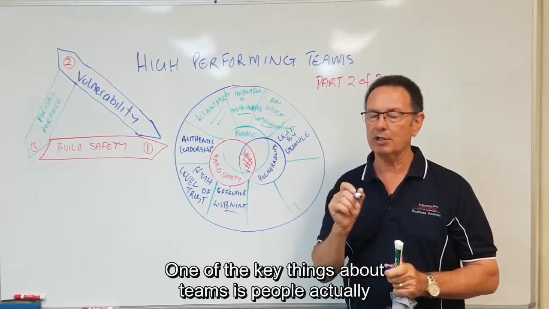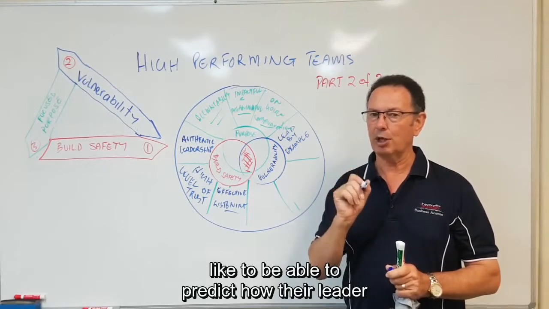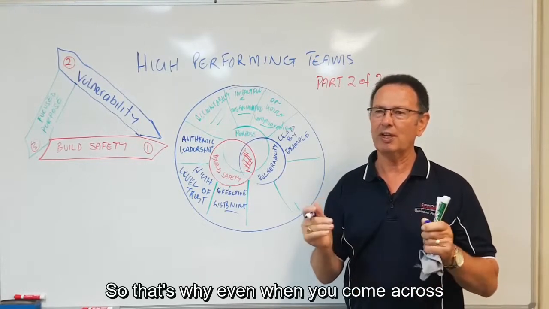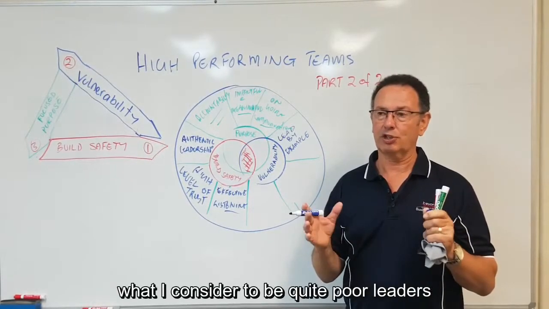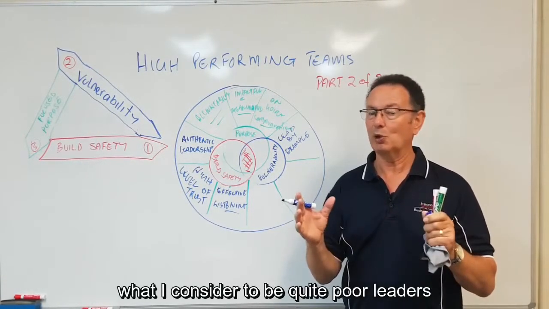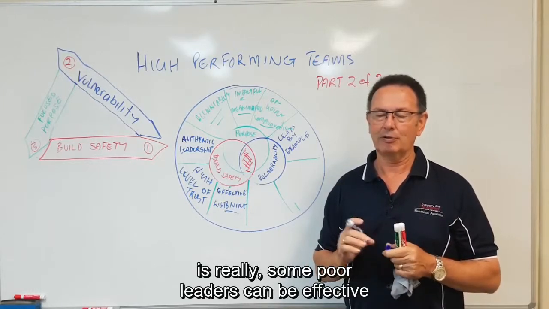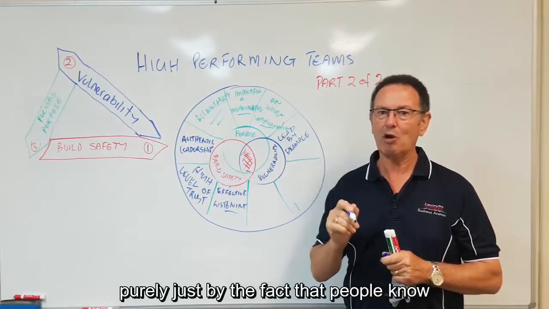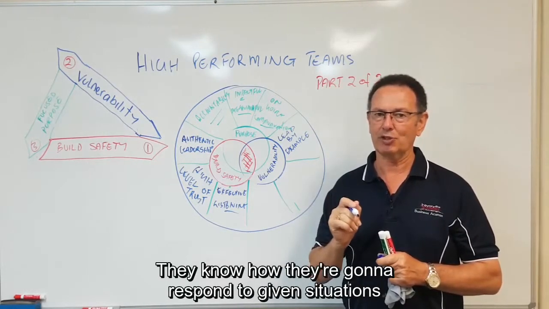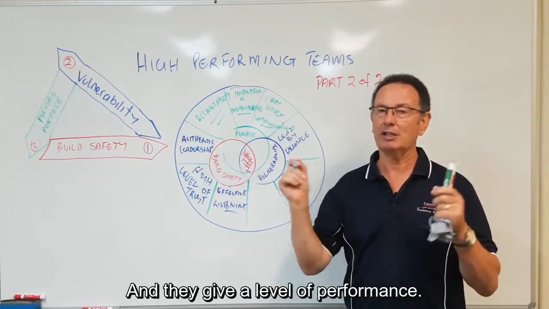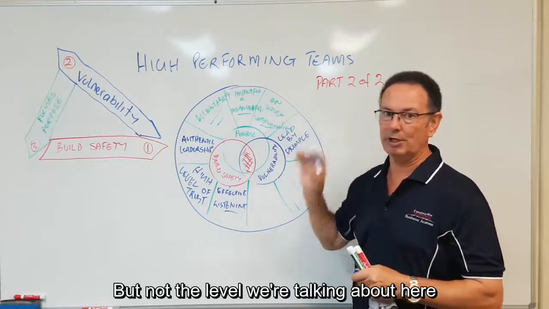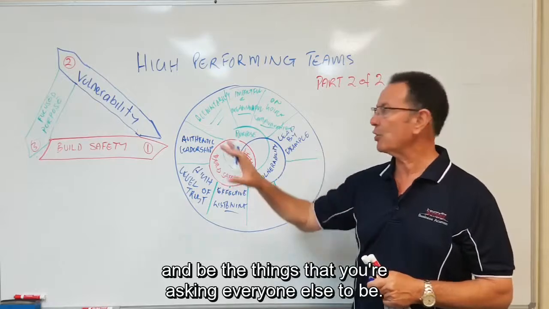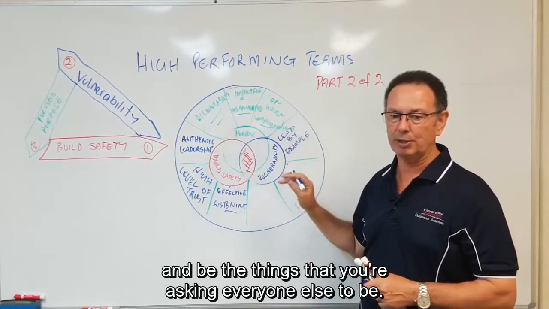One of the key things about teams is people actually like to be able to predict how their leader is going to respond in given situations. So that's why even when you come across what I consider to be quite poor leaders, some poor leaders can be effective purely just by the fact that people know how they're going to perform, they know how they're going to respond to given situations, and they learn to adapt, and they get a level of performance, but not the level we're talking about here where it's high performing. So lead by example. Put yourself out there and be the things that you're asking everyone else to be.